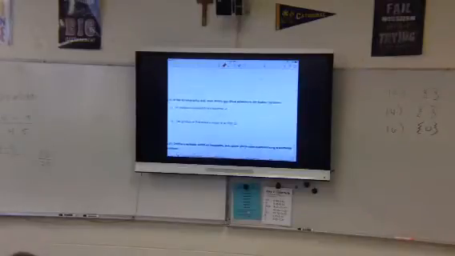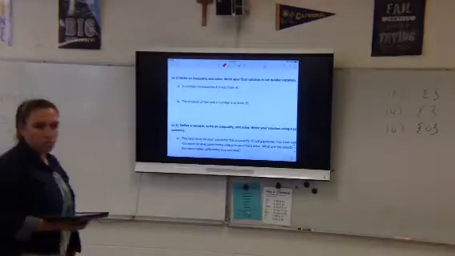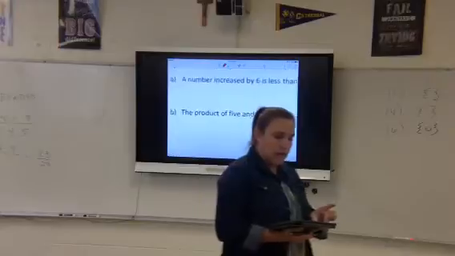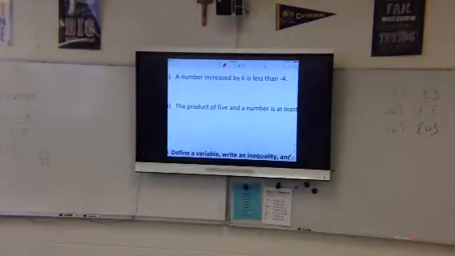Alright, so if I look back here on this back side, it says example 2, write an inequality and solve, write your final solution in set builder notation. Okay, so let's walk through A together here. It says a number increased by 6 is less than negative 4. Okay, so write an inequality. What would an inequality here look like? Okay, Ashley? X plus 6 is less than negative 4. Good. So x plus 6 is less than negative 4.